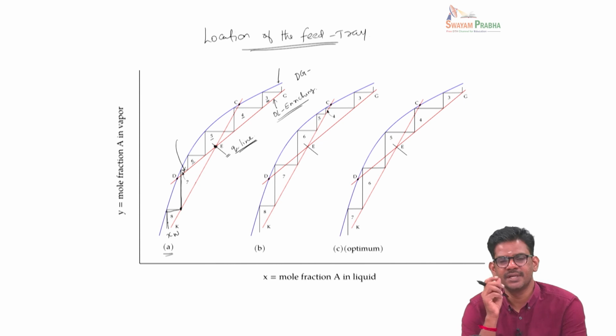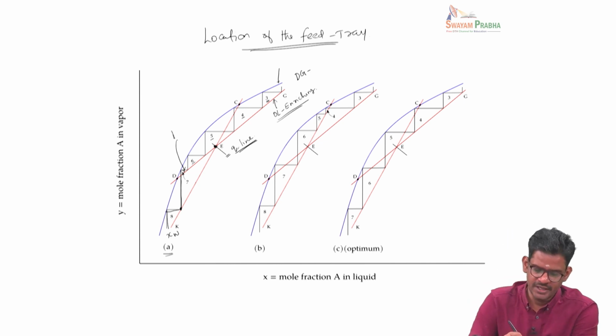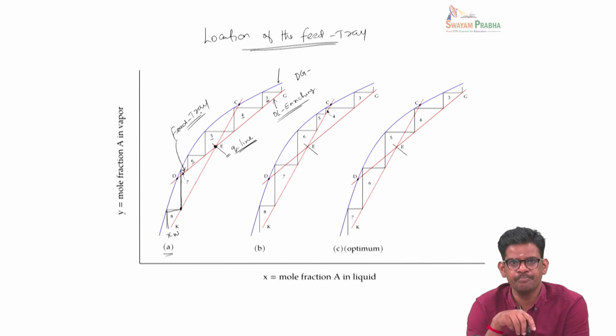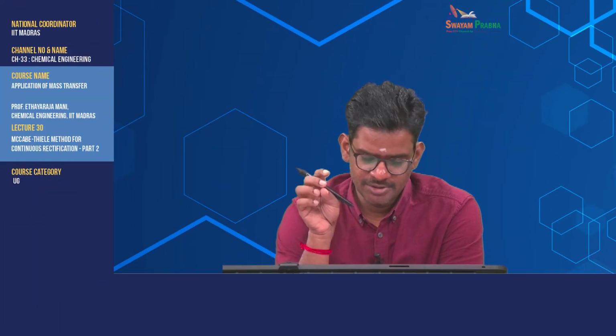So in other words, depending upon where the feed is located, here the feed tray is the seventh tray, where the feed is introduced. So we use the operating line of the enriching section till the sixth tray.